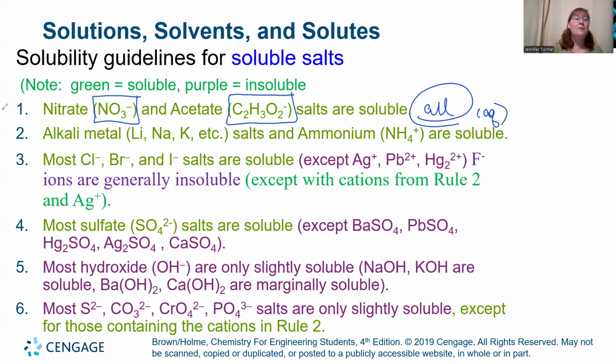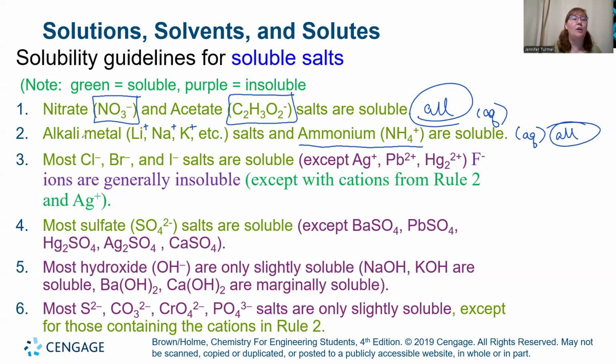All right. Next, we have alkali metals. For alkali metals, we've got lithium, sodium, potassium, remember those, et cetera. So everything in column one, and the ammonium salts, are soluble. So again, those are going to be aq. And this is another "all" rule.